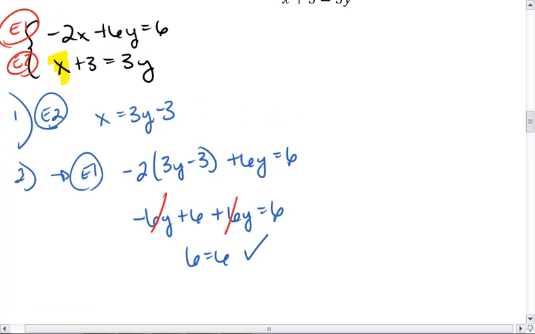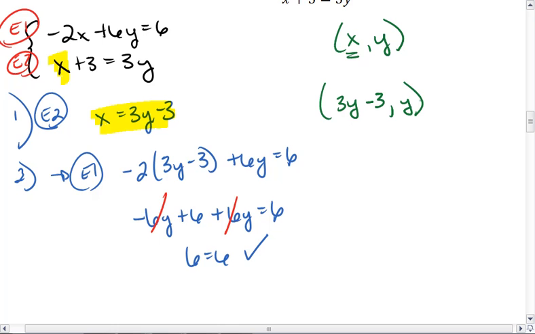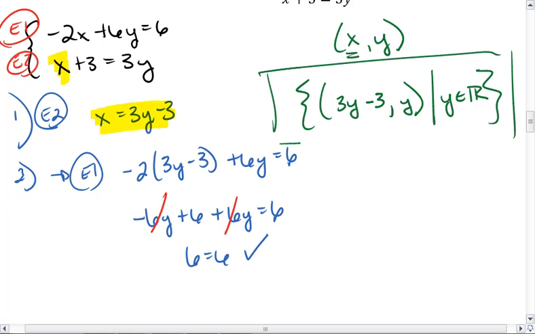To write my solution then, I want to either solve for x or y. I've already solved for x. Ordered pairs are usually written x comma y. So instead of an x, I'm going to put in 3y minus 3 comma y. And this ordered pair is going to work for any real number y. And that is my set of possible solutions.